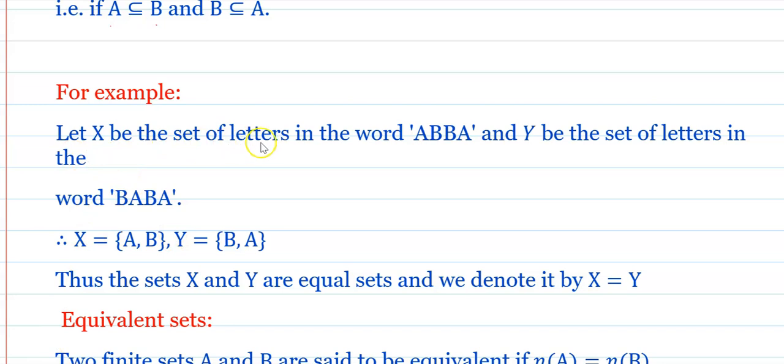Next, for example, let X be the set of letters in the word ABBA, and Y be the set of letters in the word BABA. Now X is equal to {A, B}, and Y is also {B, A}. Thus the sets X and Y are equal sets, and we denote it by X is equal to Y.